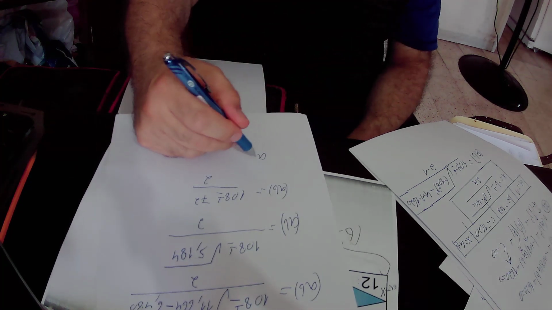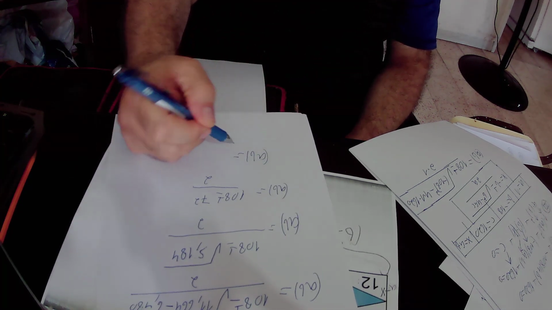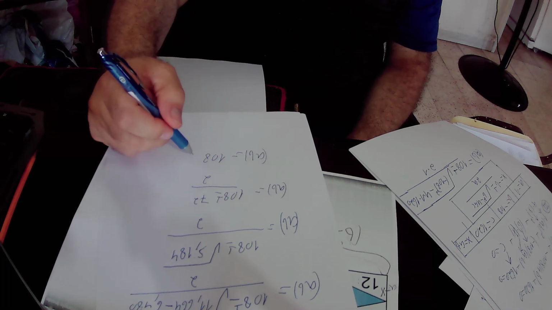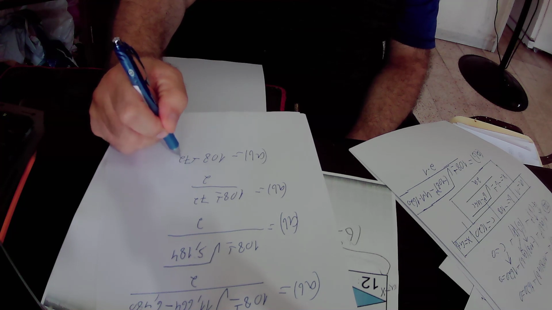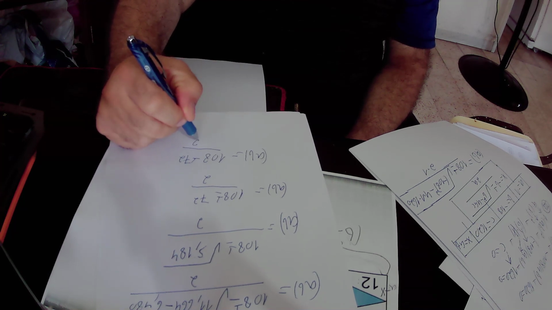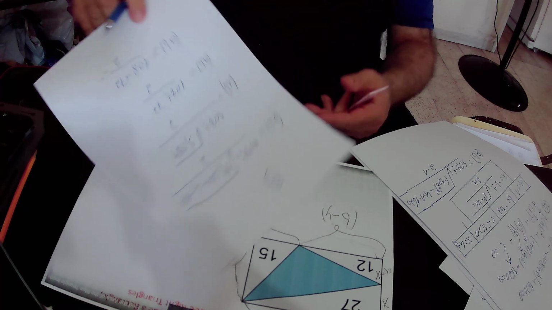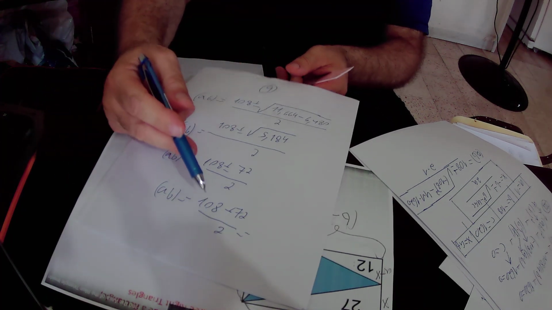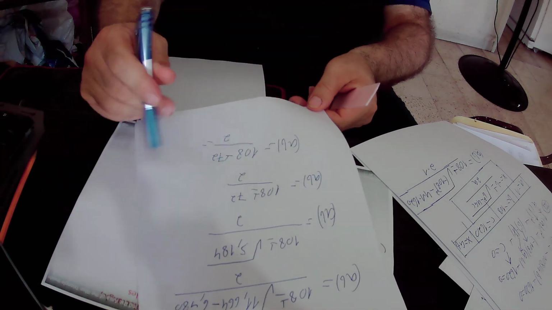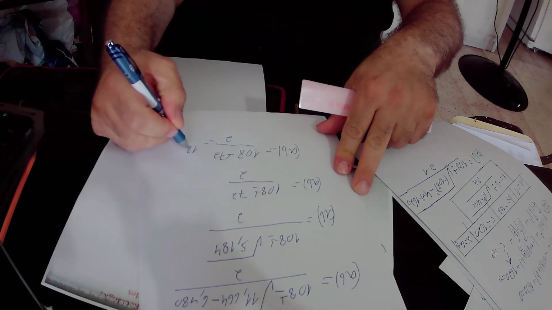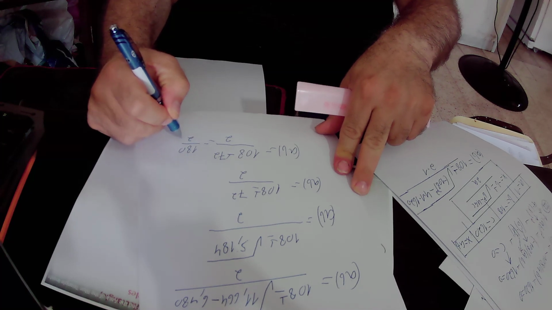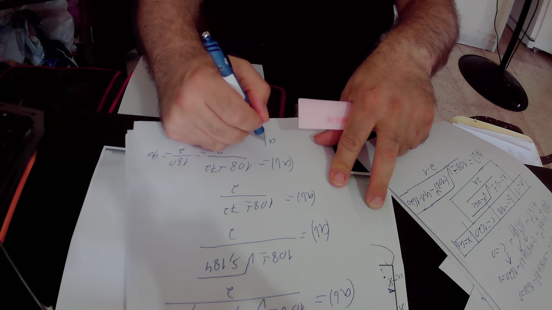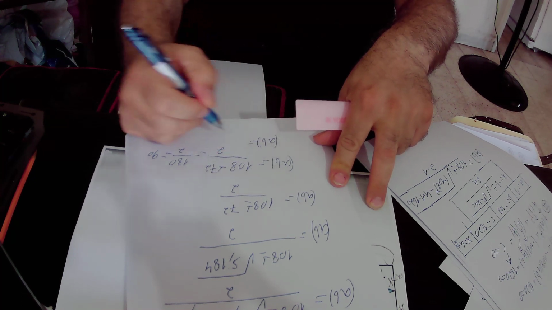AB equals 108 plus 72 divided by 2. Okay, the first answer is 108 plus 72 divided by 2. It will be 180 divided by 2 equals 90. So the first answer for AB, or A times B, equals 90.